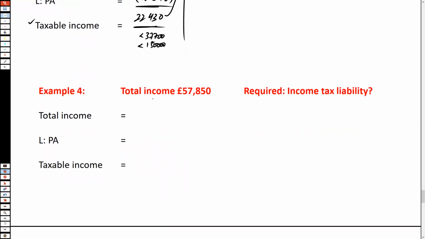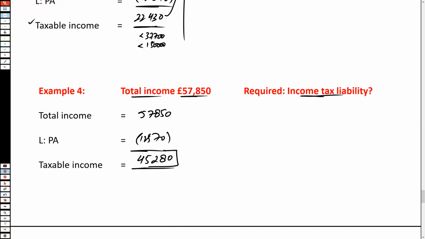In example 4, total income is 57,850. The requirement is to calculate the income tax liability. Let me write the total income 57,850, deducting the personal allowance of 12,570. Taxable income is calculated as 45,280.